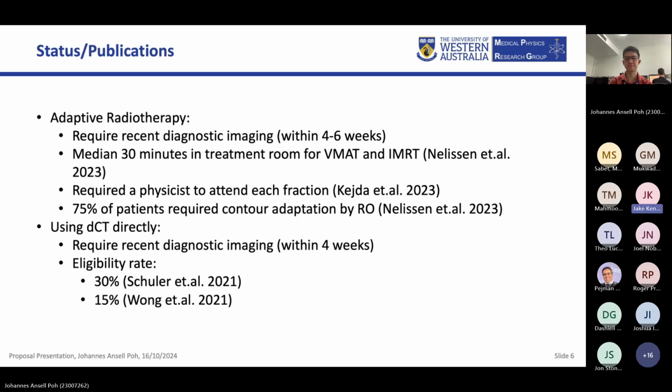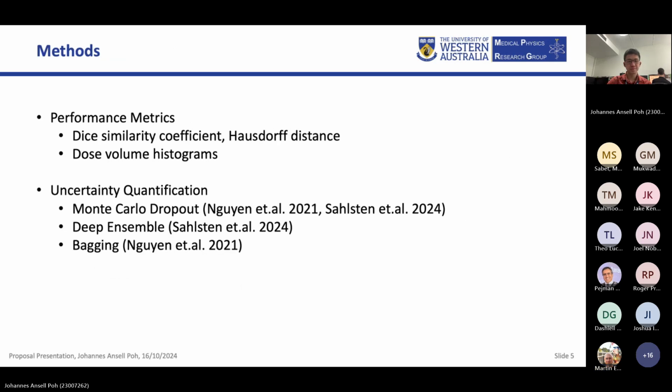Thanks, Machine. Martin? Thanks, Ansell. You really showed a good understanding of things. Just one question. One of the bigger factors that influences the change in anatomy is the change of the couch top. Why are different couch tops used in the diagnostic and in treatment?